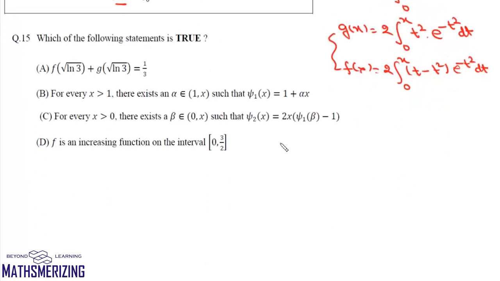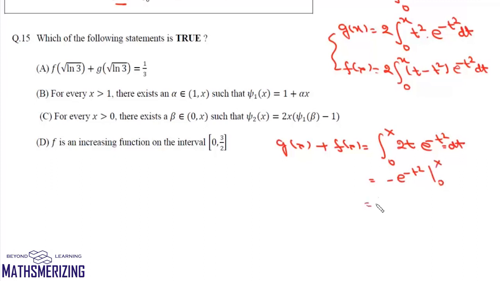Now if we add g(x) and f(x), we can write g(x) plus f(x). Now this 2t² will cancel, so we'll get the integral from 0 to x of 2t e to the power minus t² dt. Now here we'll take t² as z, 2t dt will be dz, so it will be e to the power minus t² upon minus 1, and then from 0 to x, so it will be simply 1 minus e to the power minus x².